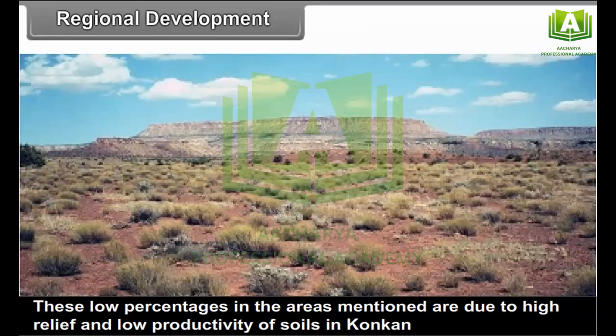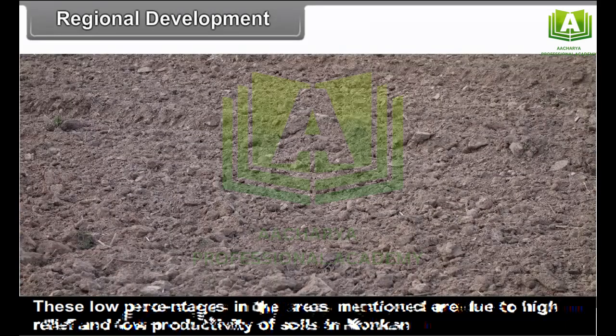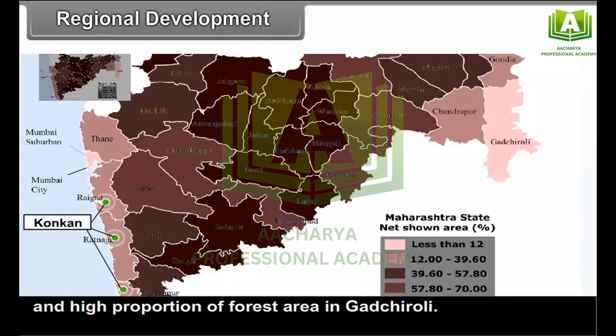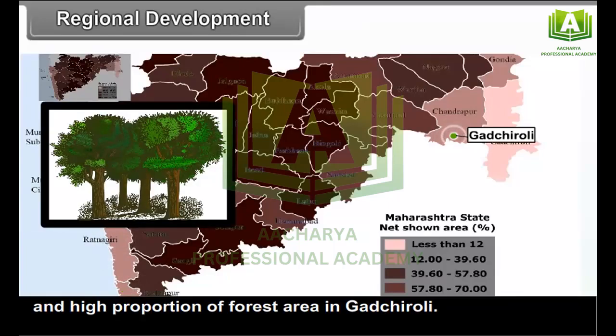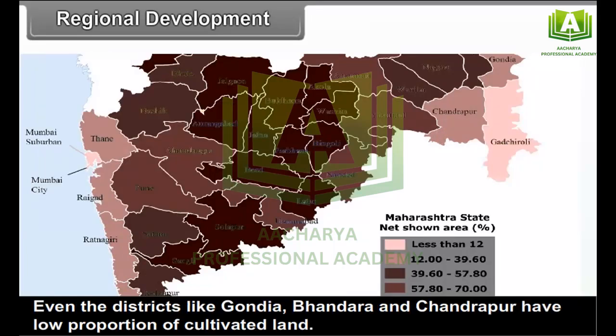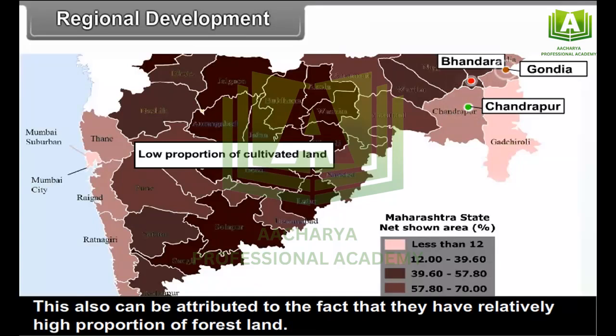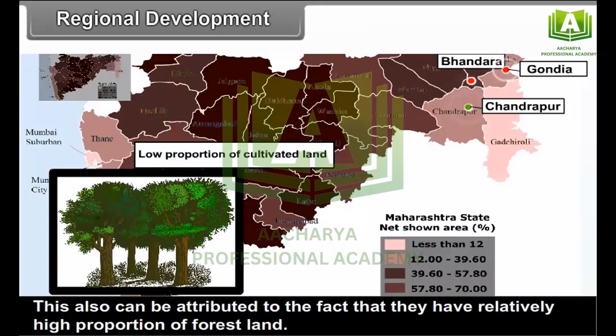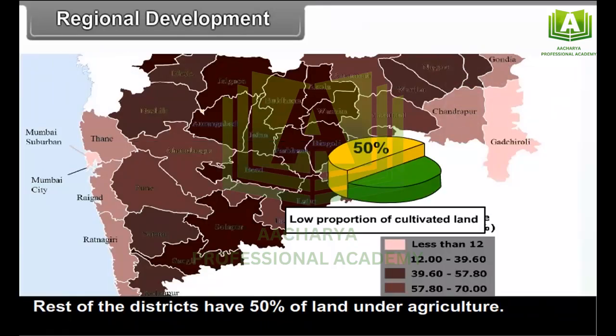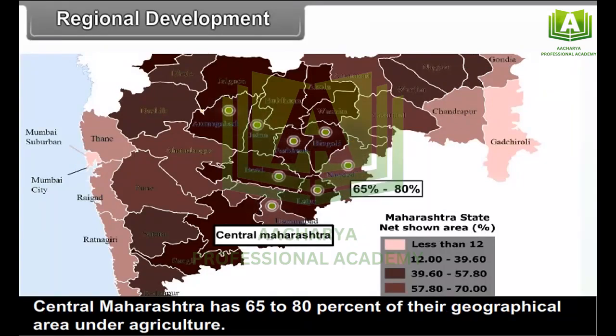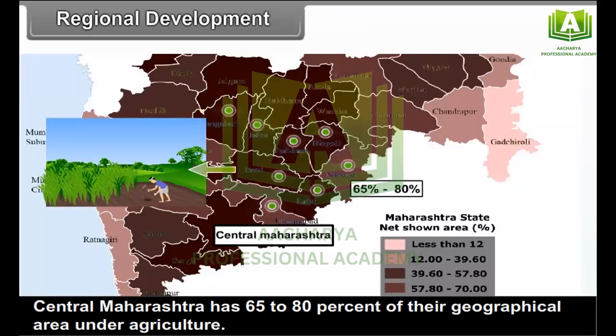These low percentages in the areas mentioned are due to high relief and low productivity of soils in Konkan and high proportion of forest area in Gadchiroli. Even the districts like Gondia, Bhandara and Chandrapur have low proportion of cultivated land. This also can be attributed to the fact that they have relatively high proportion of forest land. Rest of the districts have 50% of land under agriculture. Central Maharashtra has 65 to 80% of their geographical area under agriculture.